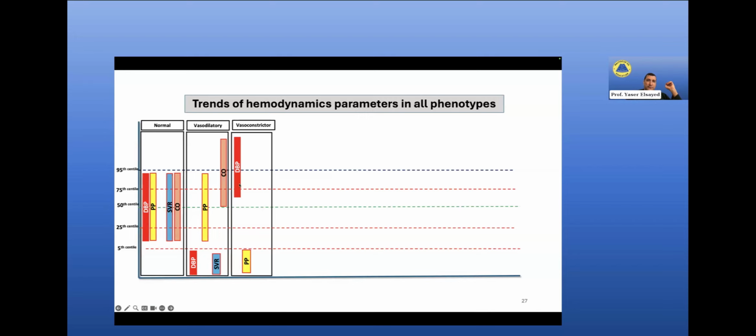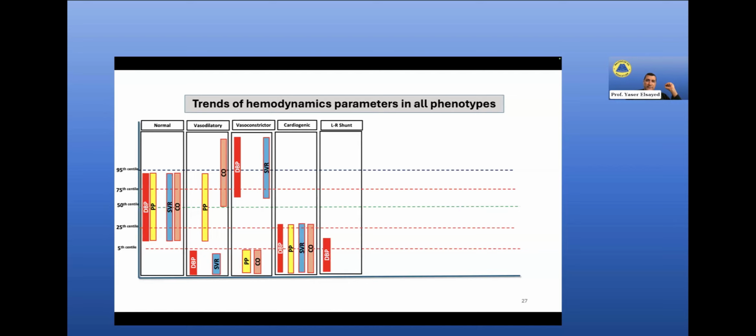Vasoconstrictor physiology, you have a higher trend of diastolic blood pressure and calculated systemic vascular resistance high, narrow pulse pressure, and low cardiac output. Cardiogenic shock, everything is low. Left-right shunt, you have wide pulse pressure with low diastolic blood pressure and high cardiac output from the left ventricle. Systemic vascular resistance is usually low because of low diastolic blood pressure.